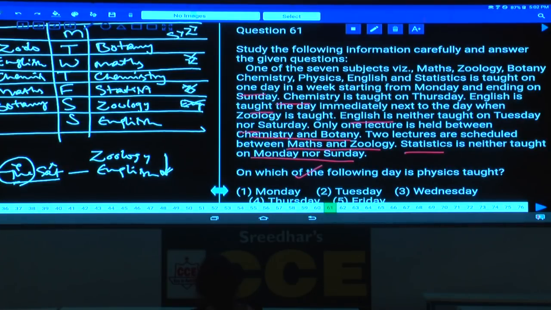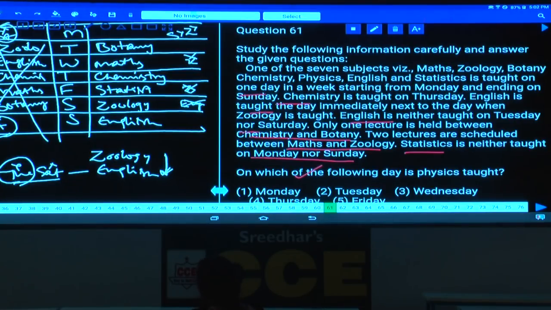If statistics is on Friday, now in this case statistics cannot be on Monday nor Sunday. Stats cannot be at this place and statistics cannot be here. Hence, as statistics cannot be on these 2 days, and there is no place left for statistics, the second case is completely ruled out.